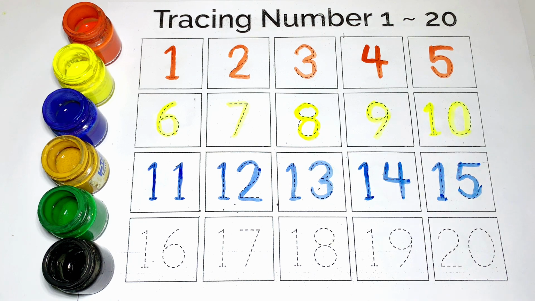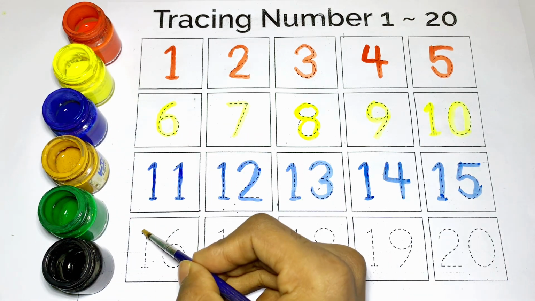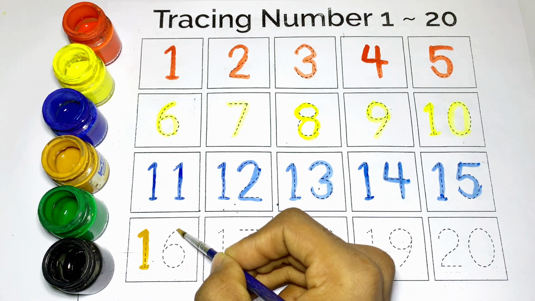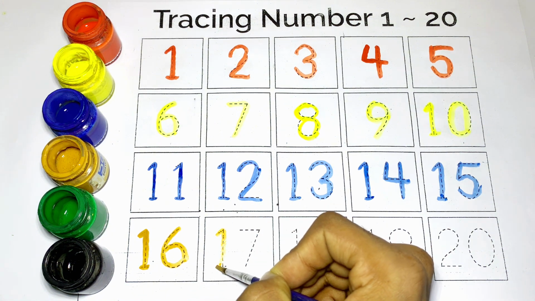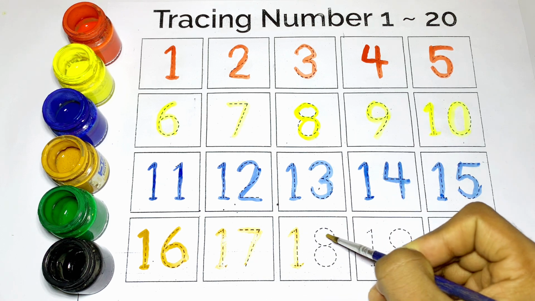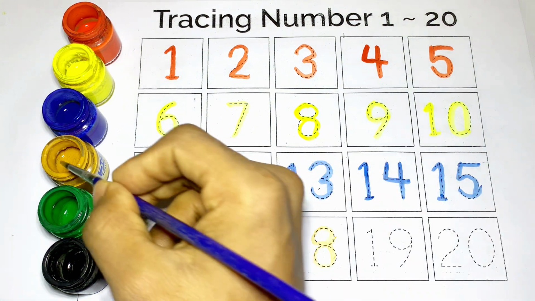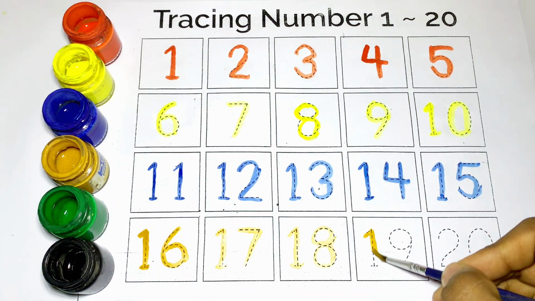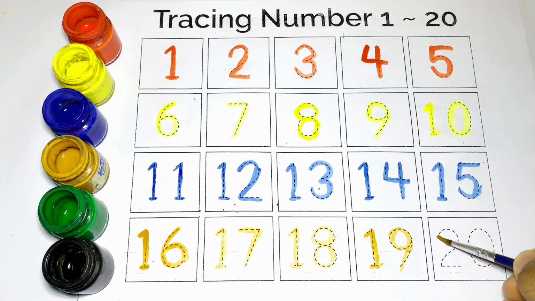Kids, now draw 16. The numbers of 16, and use yellow ochre color. Yellow ochre color. 17. The numbers of 17. 18. The numbers of 18. Kids, again use yellow ochre color and draw 19. The numbers of 19. 20.